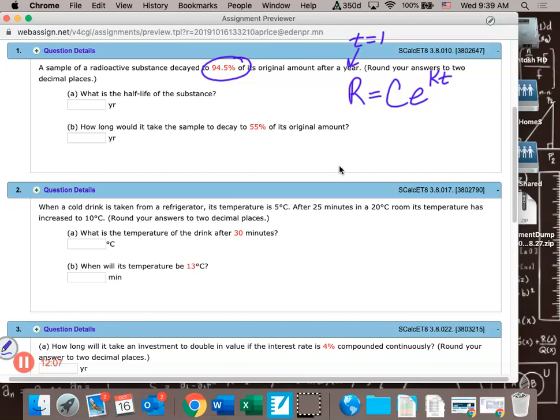It would be 0.945 C, right? Okay, so we get 0.945 C. So whatever your percent is, put that there, right? So percent of C equals C e to the k, because my time is after 1 year.